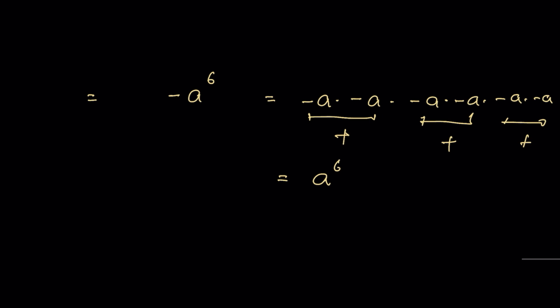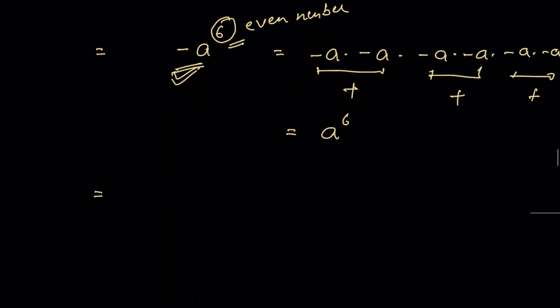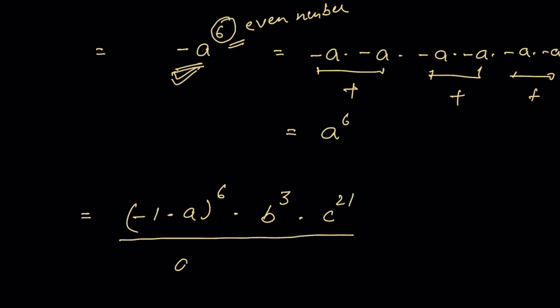So one basic rule is whenever the exponent is an even number, the negative sign of the base will become positive. If the exponent is an odd number, then the negative sign remains there. Now we have minus a to the power 6 equals a to the power 6, or you can write it as minus 1 times a whole to the power 6, then times b to the power 3, then times c to the power 21 upon a to the power 12 times c to the power 9 under cube root.